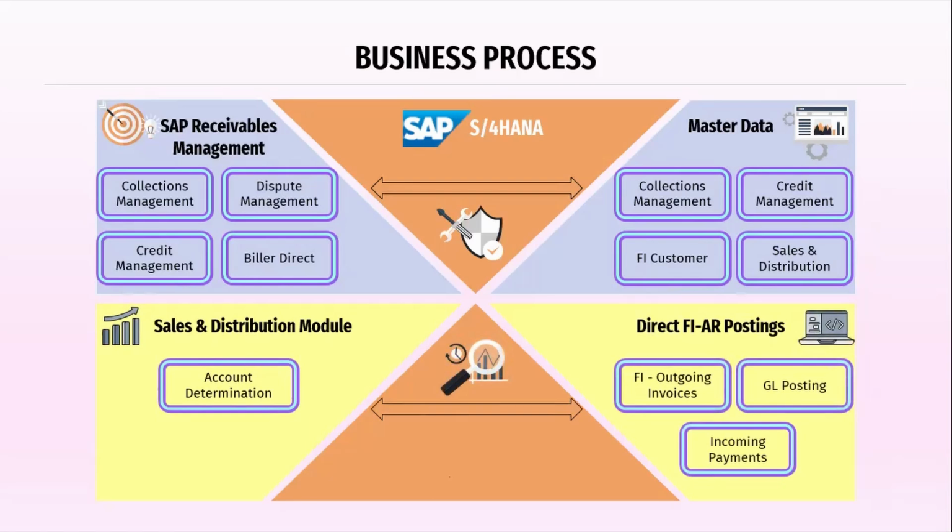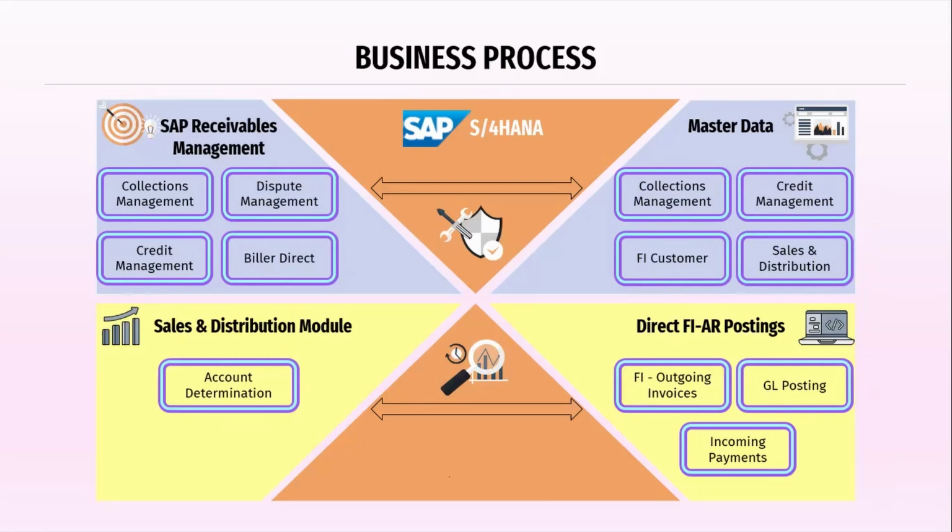Then we also have some non-SD based transactions from where we post to the open items of the customer, such as outgoing invoices, which would be the transaction FP70. This will not be triggered from the sales and distribution end. It will be triggered from the FI side. Then we also have GL posting, the manual entries, if you want to make any adjustments or post any adjustment document. Then we also have banking. In banking, we have the incoming payments.